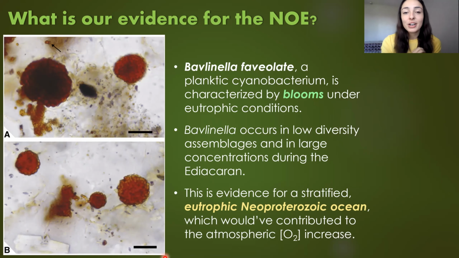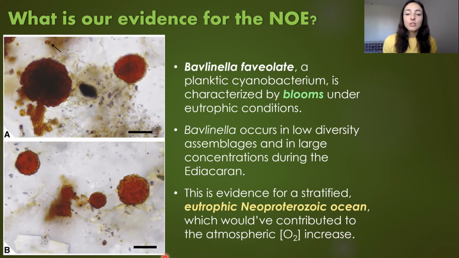The last piece of evidence we'll talk about for the NOE in this video is fossil evidence. We talked about how there is a lot of geochemical evidence, but there's also fossil evidence. And you might not think that this picture on the left here looks like a fossil, but it is. And these are fossils of Bavlinella favulatae. Sure, we're going with that. Bavlinella favulatae is a species of planktonic cyanobacteria and is characterized by blooms under eutrophic conditions, so over-nutrified conditions. And this genus occurs throughout Ediacaran sections in low diversity assemblages and in large concentrations.